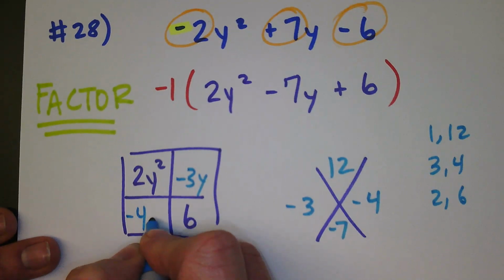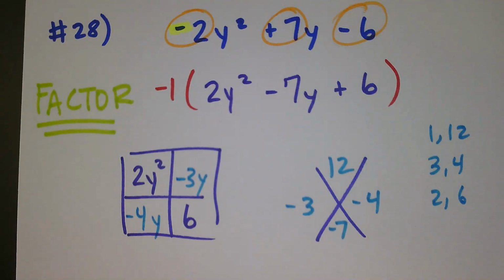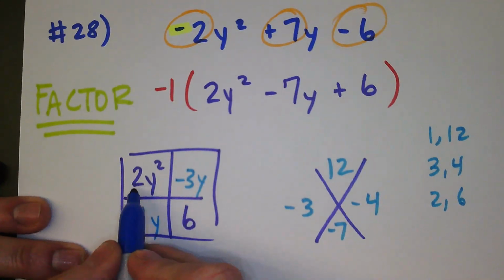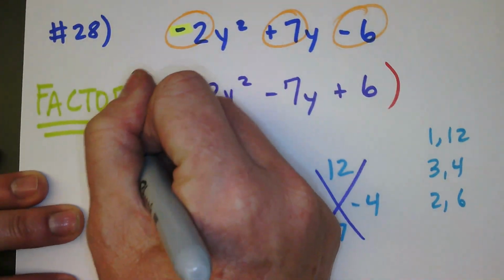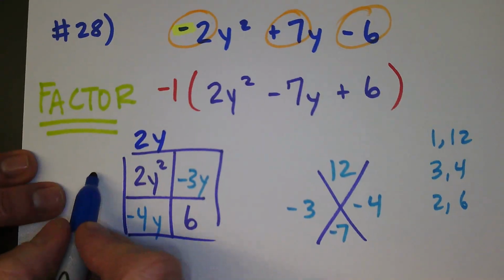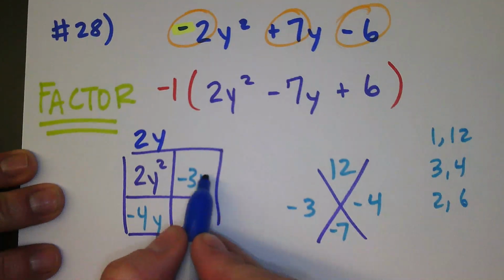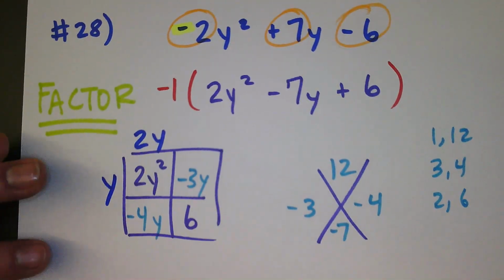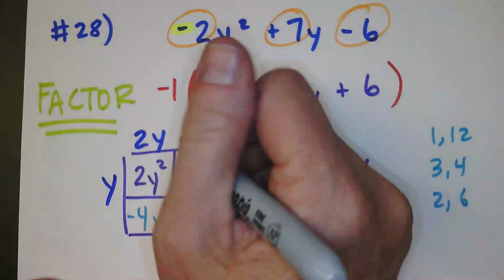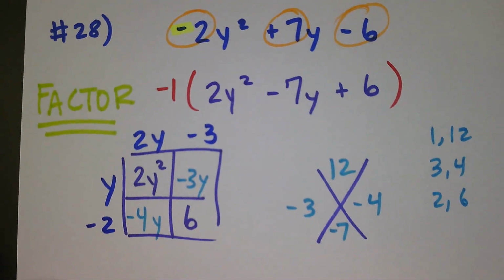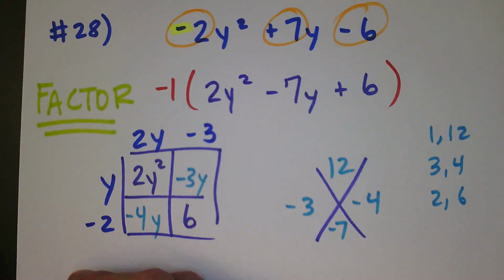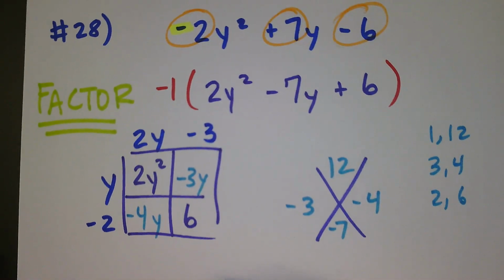This is a -4y. Now as I begin to factor this, I'm looking for the common term in this column, the number that goes into both 2y squared and -4y. So that's going to be a 2y. On my row, the only thing that goes into both of these is the 1y. This is going to be a -3 here, and this will be a -2 here, which means my terms, when factored, are 2y minus 3 and y minus 2.